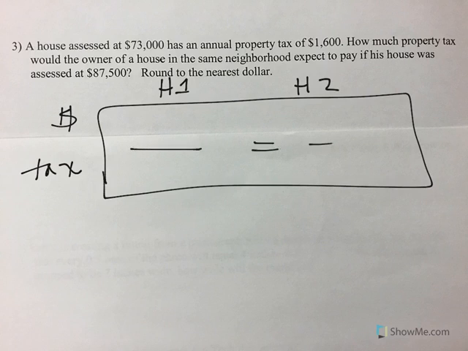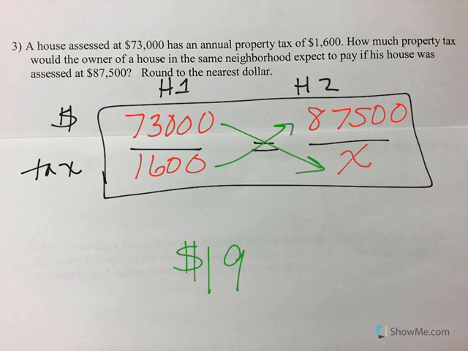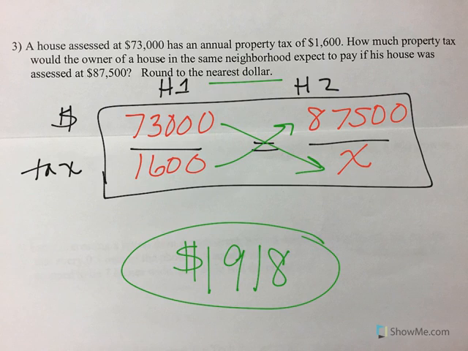And I like to label. You don't have to label, but this is kind of how to do it. House number 1 is assessed at $73,000 with taxes of $1,600. House number 2 is assessed at $87,500 and we're trying to figure out the taxes. So again, we cross multiply. When you round to the nearest dollar, you should get $1,918, rounded to the nearest dollar.